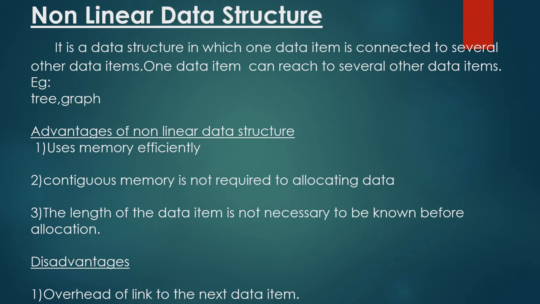Then what are the advantages of a nonlinear data structure over a linear data structure? First, it uses memory efficiently. Second, contiguous memory is not required for allocating data. In a linear data structure, we need contiguous memory locations for allocating the data, but in a nonlinear data structure, contiguous memory is not required. Third, the length of the data item does not need to be known before allocation.